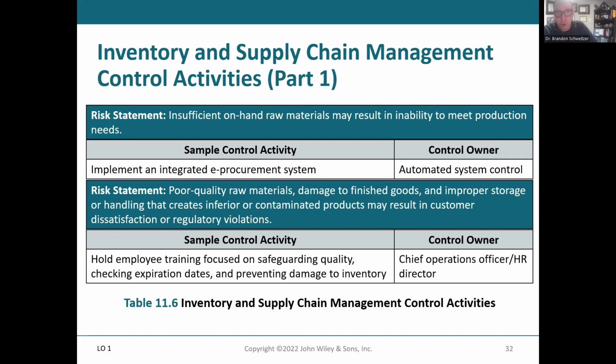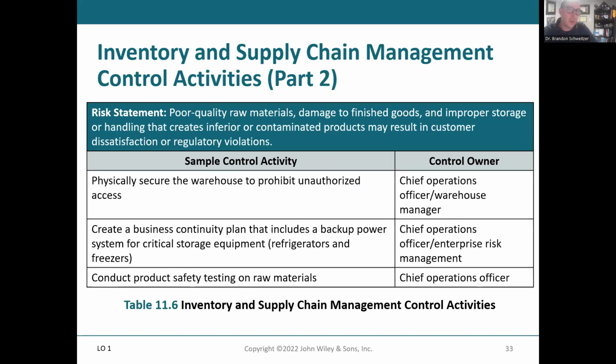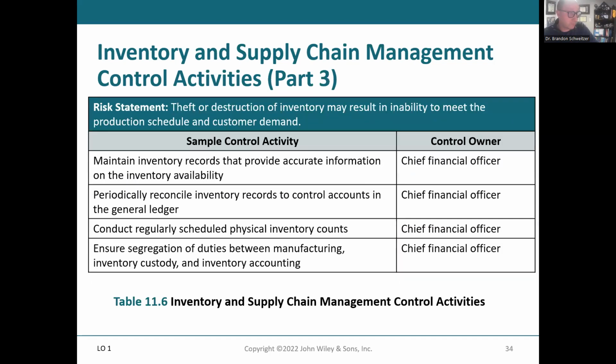Another risk, poor quality raw materials, damaged finished goods, etc. Yeah, definitely. How do we mitigate that? Employee training. Know what to look for, expiration dates, etc. Also along those same lines, additional mitigation strategies: physical security, where are things being stored, create business continuity plans, and conduct safety and training for employees.